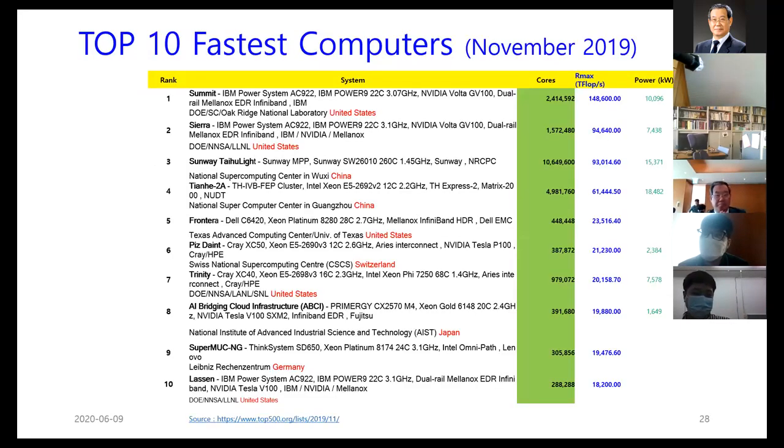So the most recent result is given over here, about 10 computers, and the first one, the topmost one, is called the Summit computer machine, and that was built by IBM, and it is in the United States. And the power is 148 petaflops. Petaflops is 10 to the 15th power, so it's 10 to the 17th power per second. In 1 second, that many computations can be done.